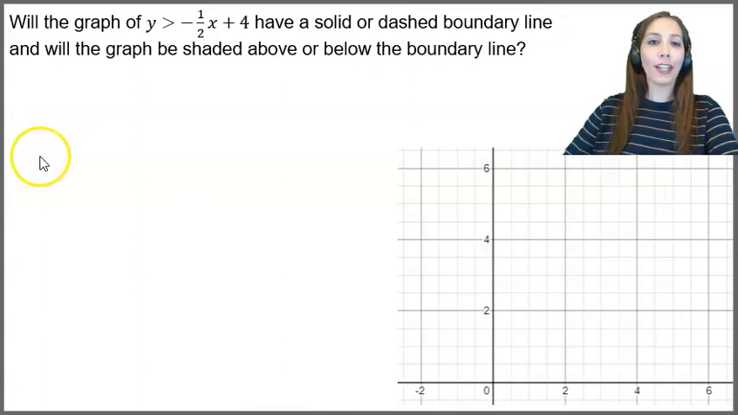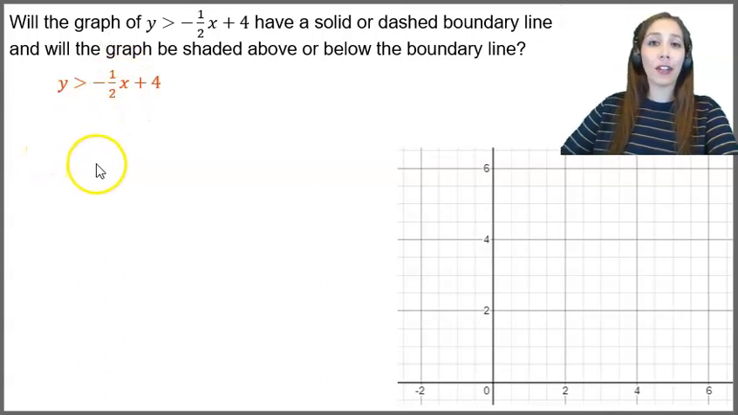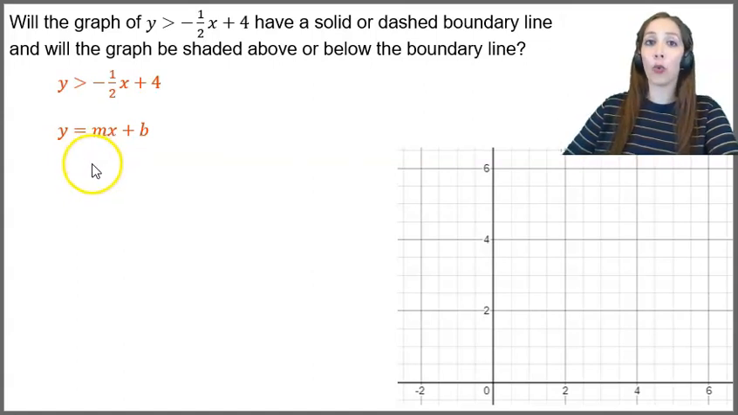Will the graph of y greater than -1/2 x plus 4 have a solid or dashed boundary line, and will the graph be shaded above or below the boundary line? So first thing I notice with this inequality, it's in a very similar form to the slope-intercept form. Now we use the slope-intercept form when we're talking about equations, not inequalities, but this form can help us when we are graphing the inequality as well.